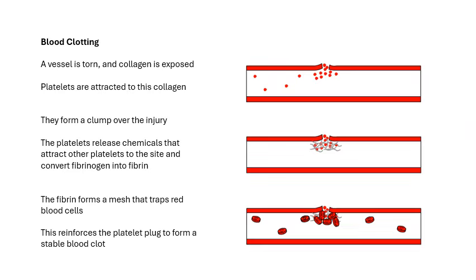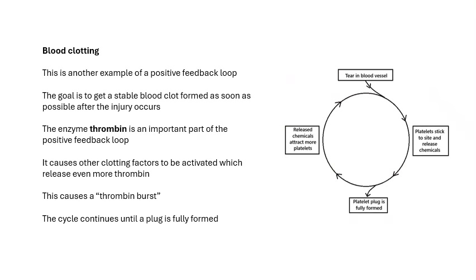Okay, so where's the positive feedback in there? I reckon it's there. The platelets release chemicals that attract other platelets to the site. And until you have a stable clot, you get more and more and more platelets getting trapped in this net of fibrin. So blood clotting is another example of a positive feedback loop.